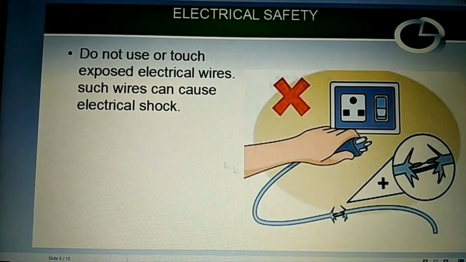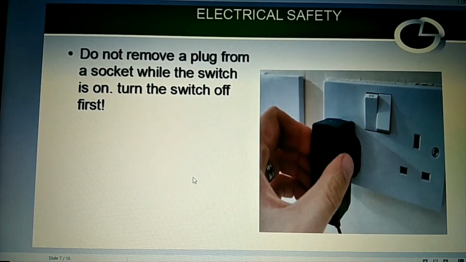Okay, and the next one is, do not use or touch exposed electrical wires. Okay, such wires can cause electric shock. Don't. This wire is exposed or damaged. You can see the insulator is out and you can see the wire itself. You can see the conductor itself, and conductors, they take electricity around. So if you touch it, then it can cause electrical shock. Okay, so don't use or touch exposed electrical wire.